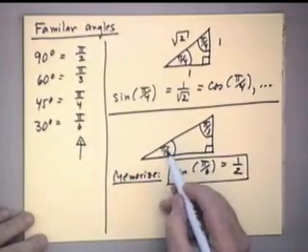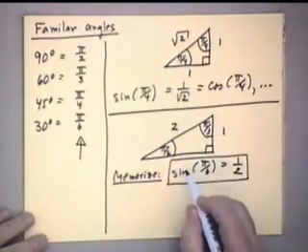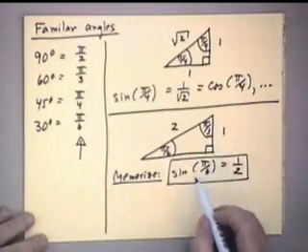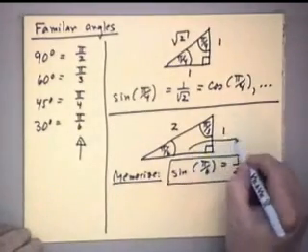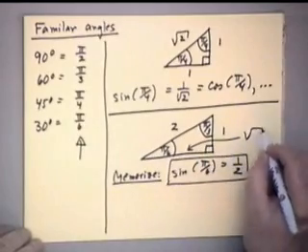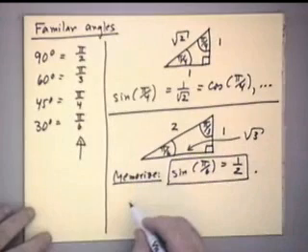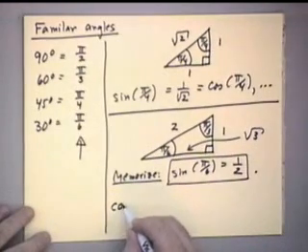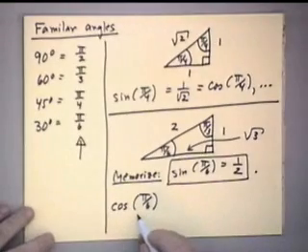That means that here's pi over 6, it's opposite over hypotenuse. So 1/2 is the sine of pi over 6. Now that makes this third side equal to the square root of 3. You can check that with the Pythagorean theorem. So with that information, you can go ahead and write down other trigonometric functions evaluated at these angles.